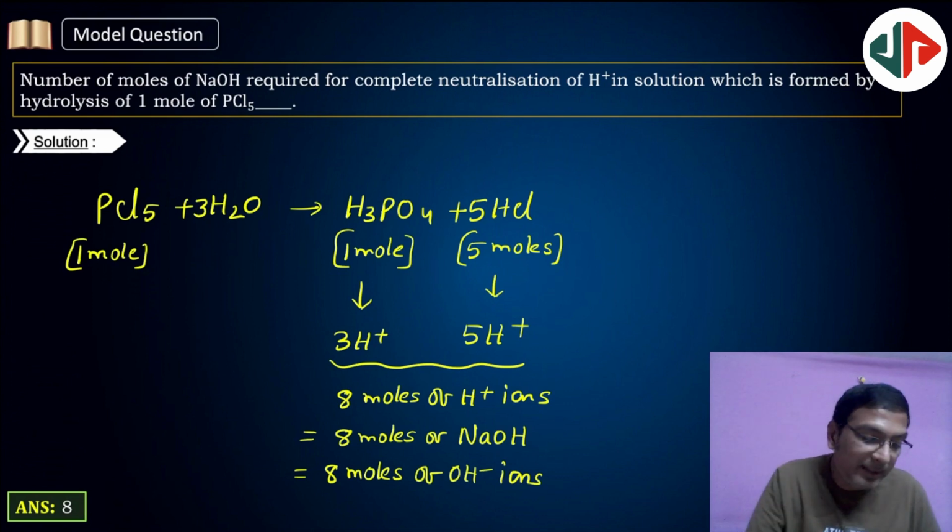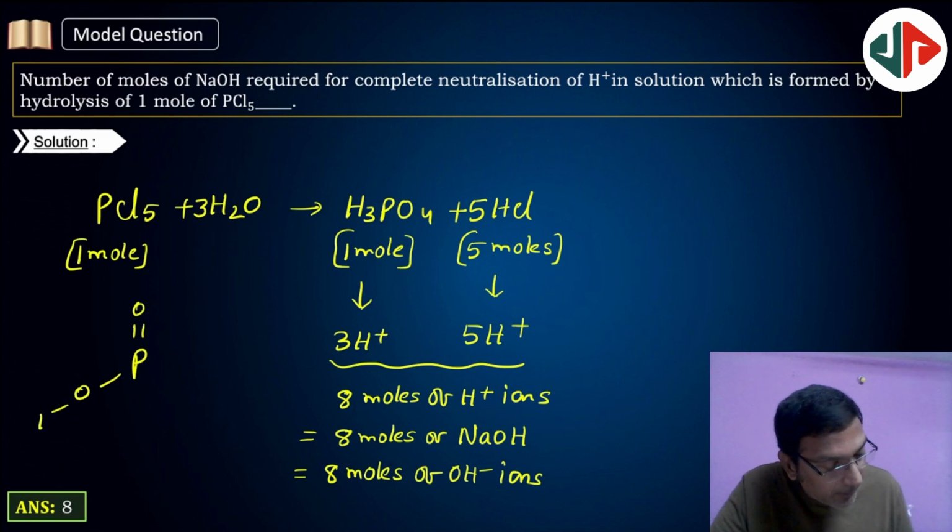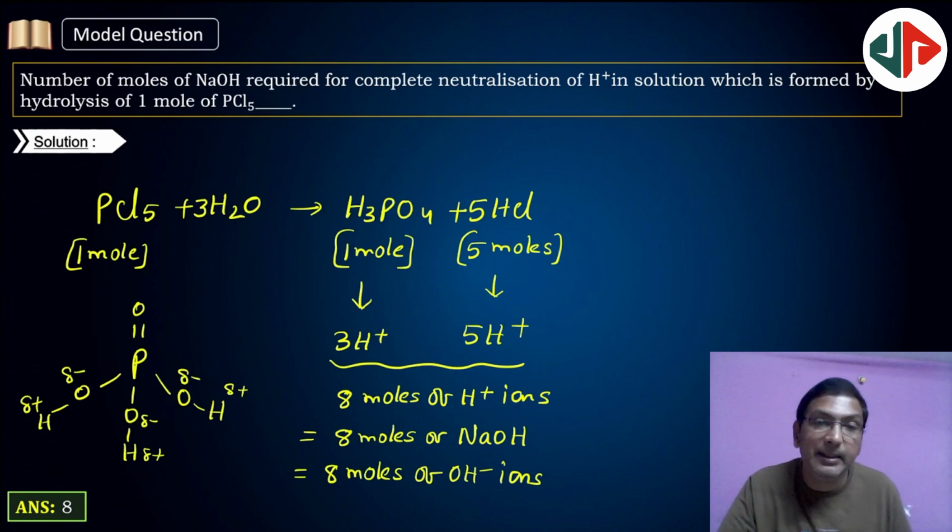So 1 mole of H3PO4 contains 3 H plus ions. We will write the structure also: OH, OH and OH. Delta minus, delta plus, delta minus, delta plus. So 1 mole contains 3 H plus ions. H3PO4, orthophosphoric acid. You know HCl contains 1 H plus, 1 mole 1 H plus. Next.